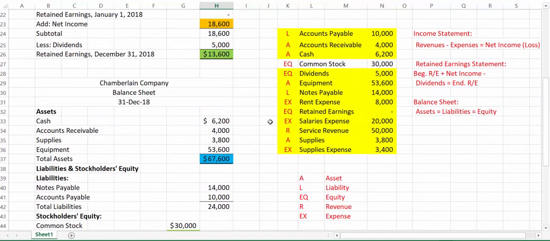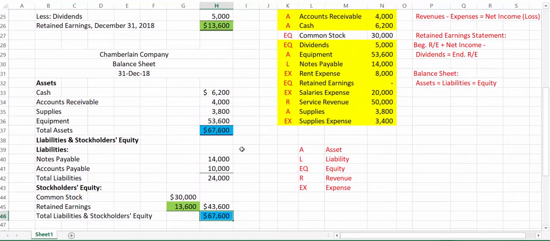Okay, so that's all we have for today. That is the basics of financial statements, and I hope you find it helpful to your studies.